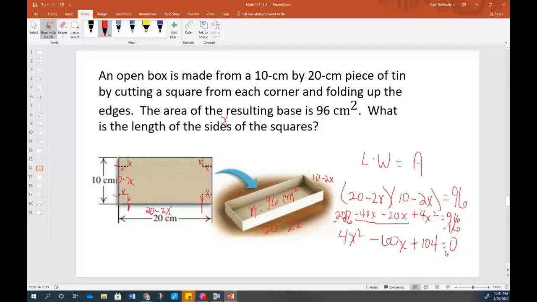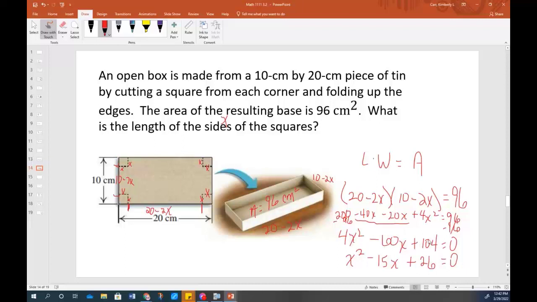This is the quadratic that I need to solve. Now, I happen to notice, it's okay if you don't, but I happen to notice that all of those numbers are divisible by 4. So if I divide everything by 4, I have x squared minus 15x plus 26 is equal to 0.